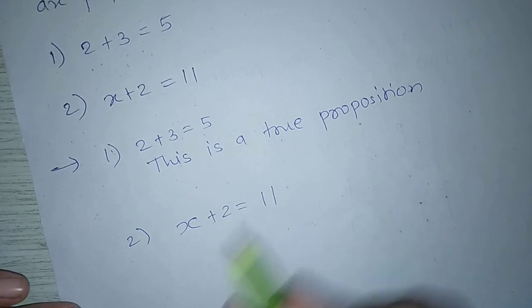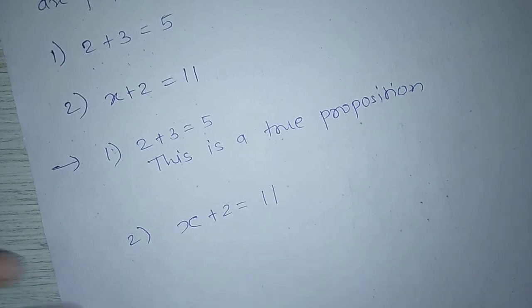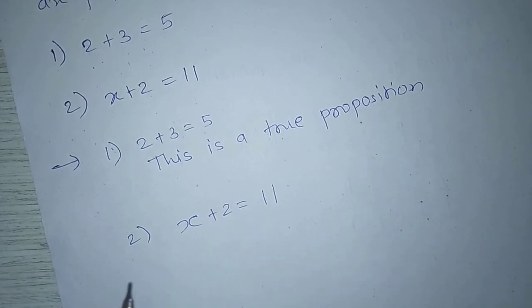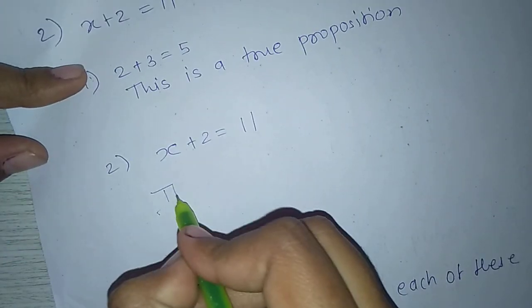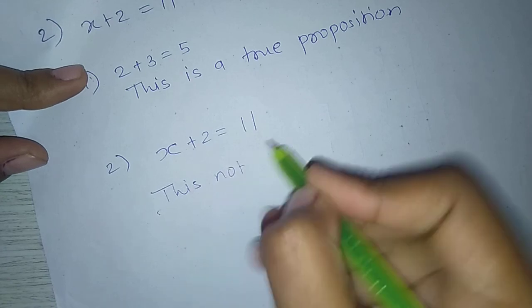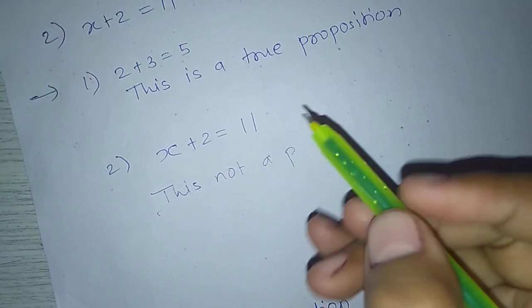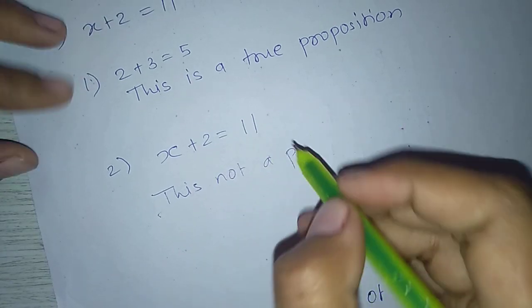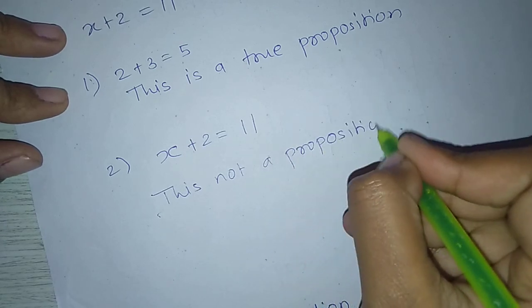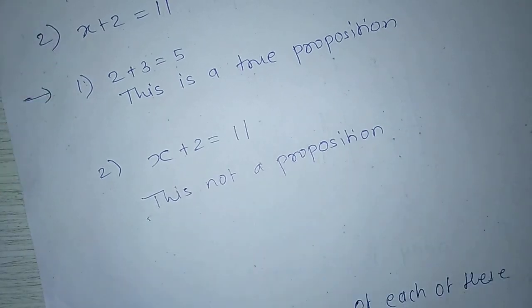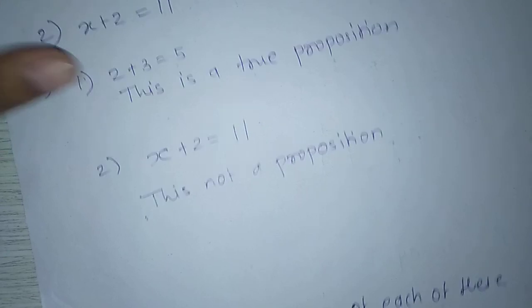Second, x plus 2 equal to 11. This is not a proposition because the equation involves a variable. This is not a proposition because it is neither true nor false. It contains a variable, that's why this is not a proposition.